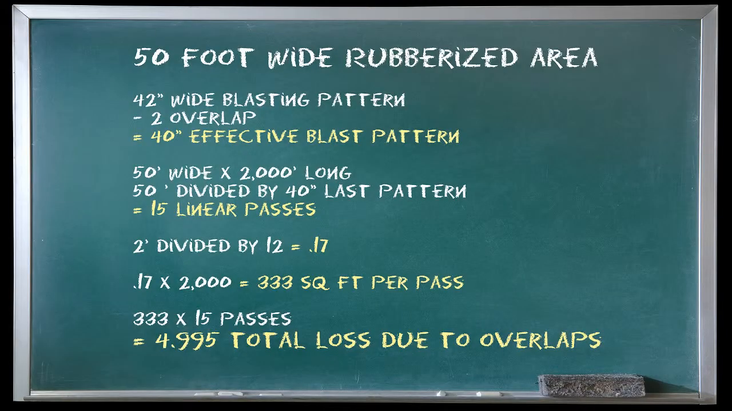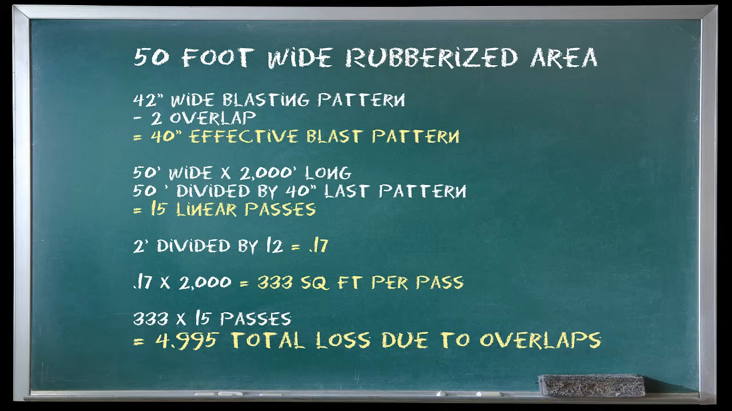For the purpose of our mathematical calculation, we're going to use a 2-inch effective overlap, even though we would argue that such overlap really doesn't exist at all. If the average rubberized area is 50 feet wide, and we use two 21-inch spray heads married together for a total of 42-inch blasting pattern, you notice that the effective blasting area is 40 inches in width.